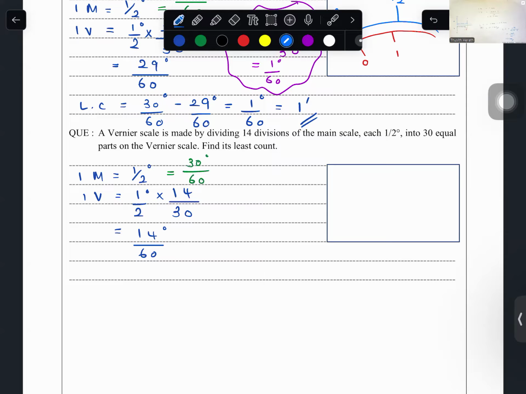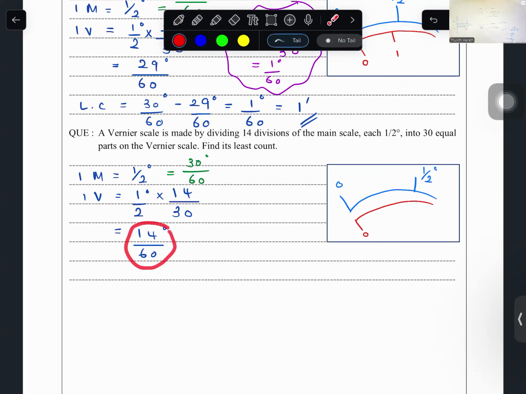Okay. We can draw 0 and half. The vernier scale 0. Here you can see 14 over 60 means less than half a degree, even less than 1 over 4, because if it was 15 over 60, it means 1 over 4. 1 over 4 means exactly half of the half degree. But even less than 1 over 4 means it should be less than half of the main scale division. So you can have two vernier scale divisions here and here in order to coincide with the main scale division.